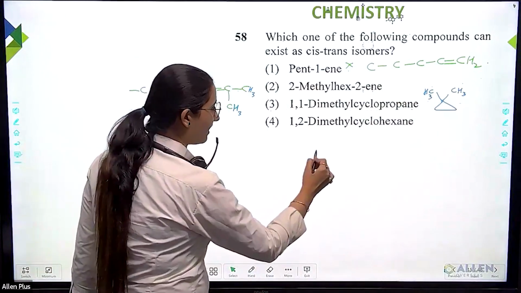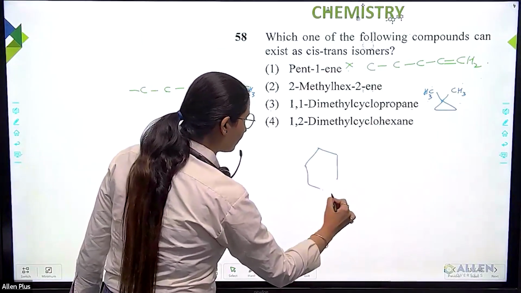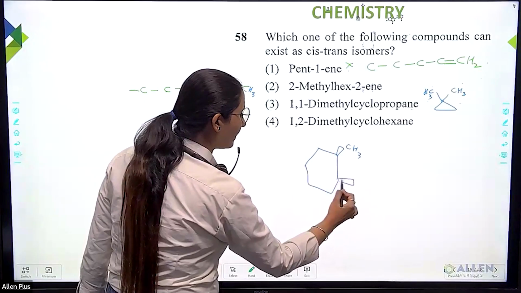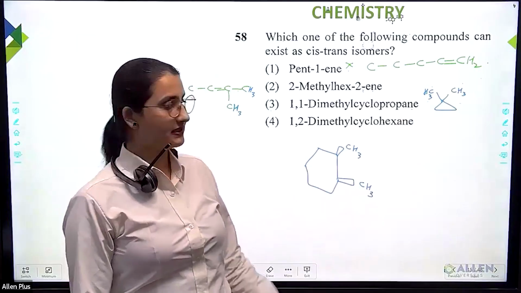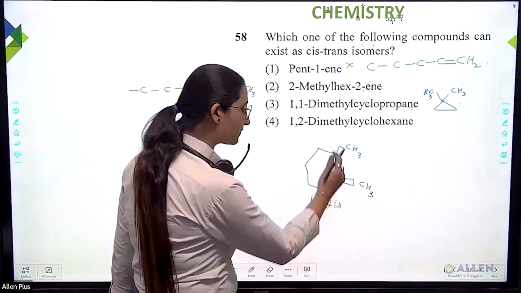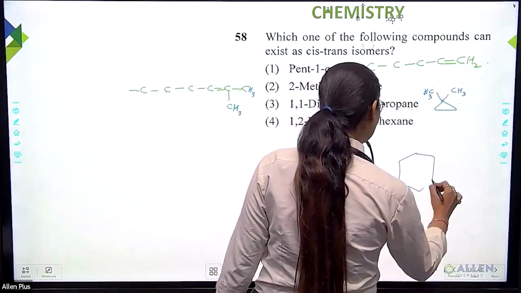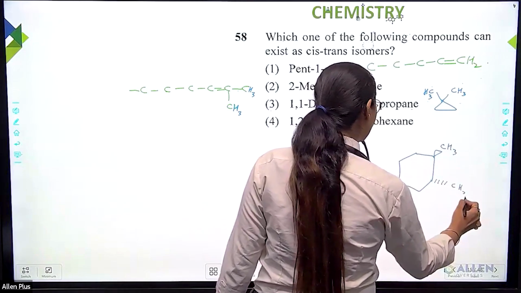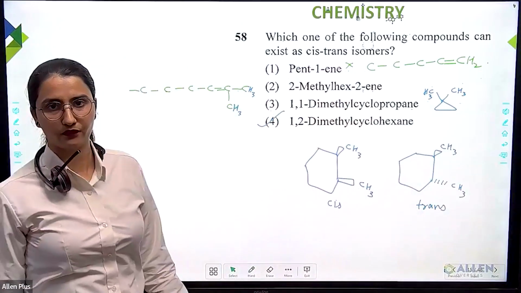Last, let's see. If I have cyclohexane, okay, 1,2 means one methyl group here, one methyl group here. Can they show cis-trans? Of course, yes. The structure I have drawn on the board is cis. Why? Because both methyl groups are on the same side. Even, students, it can show trans form. See, one methyl group above the plane, one methyl group below the plane. So the correct option is 4, right?